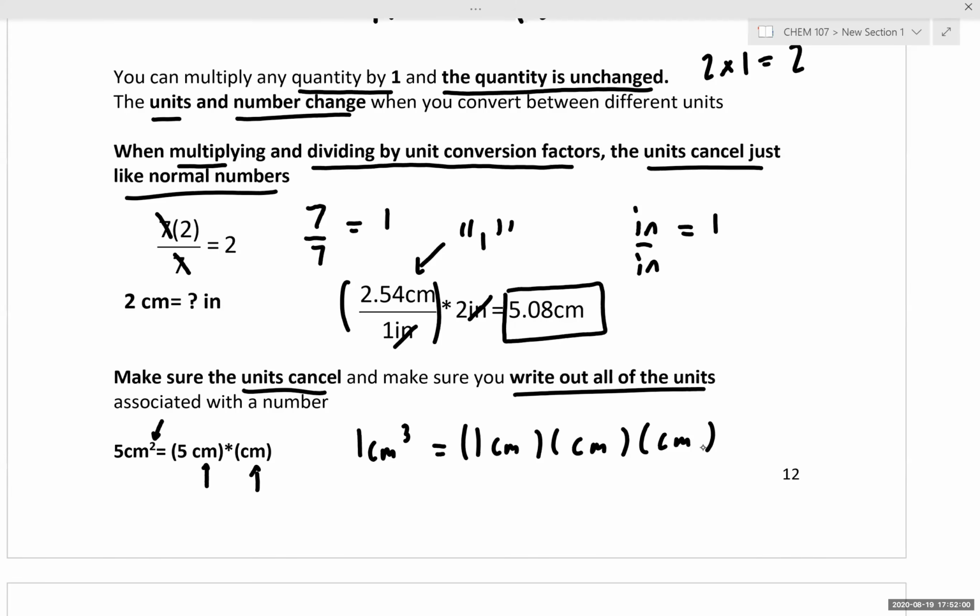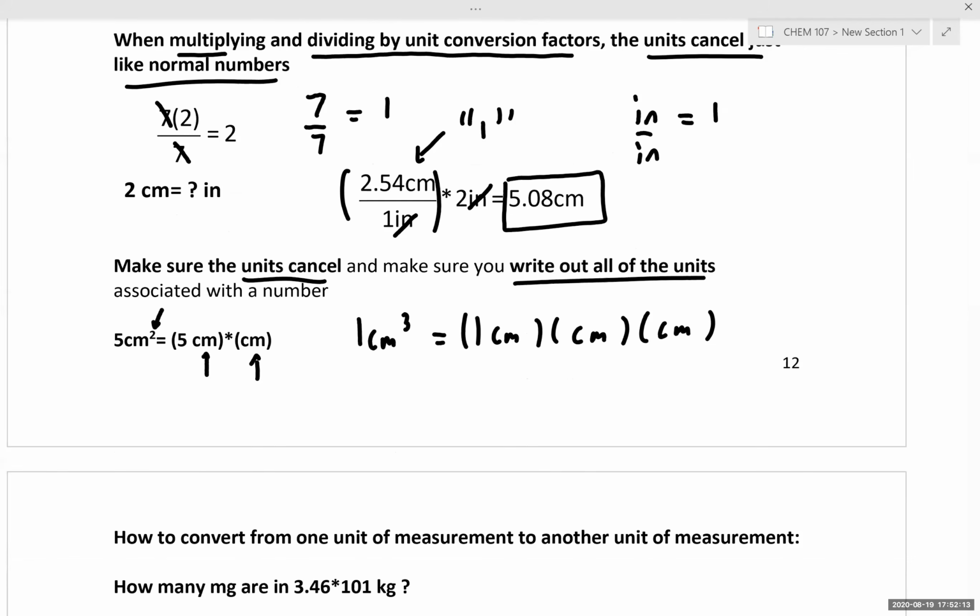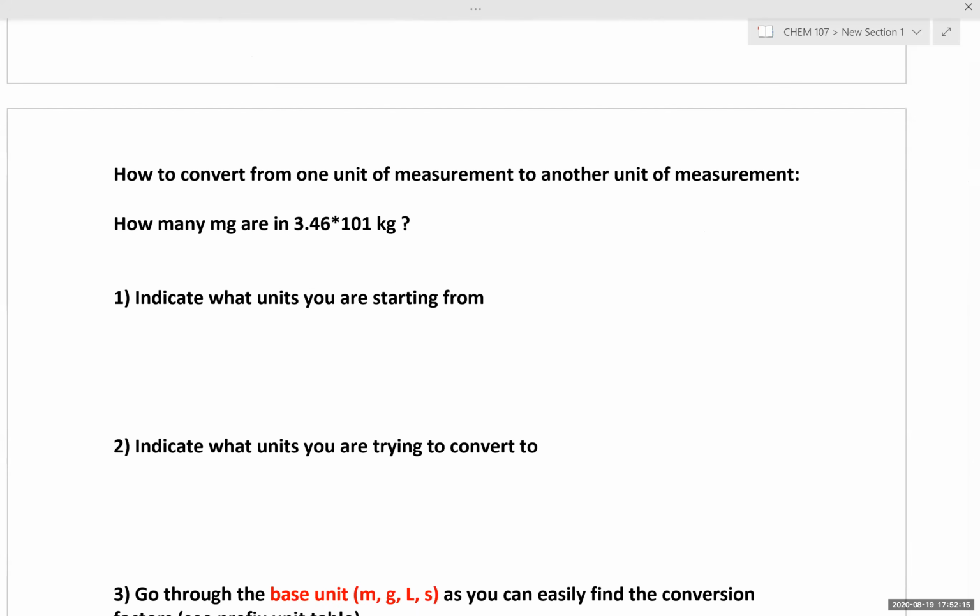So you want to cancel out all of your starting units so that you're left with your desired units. And we'll talk about that actually on the next page. So let's go through a step-by-step guide. How do you convert from one unit of measurement to another unit of measurement?